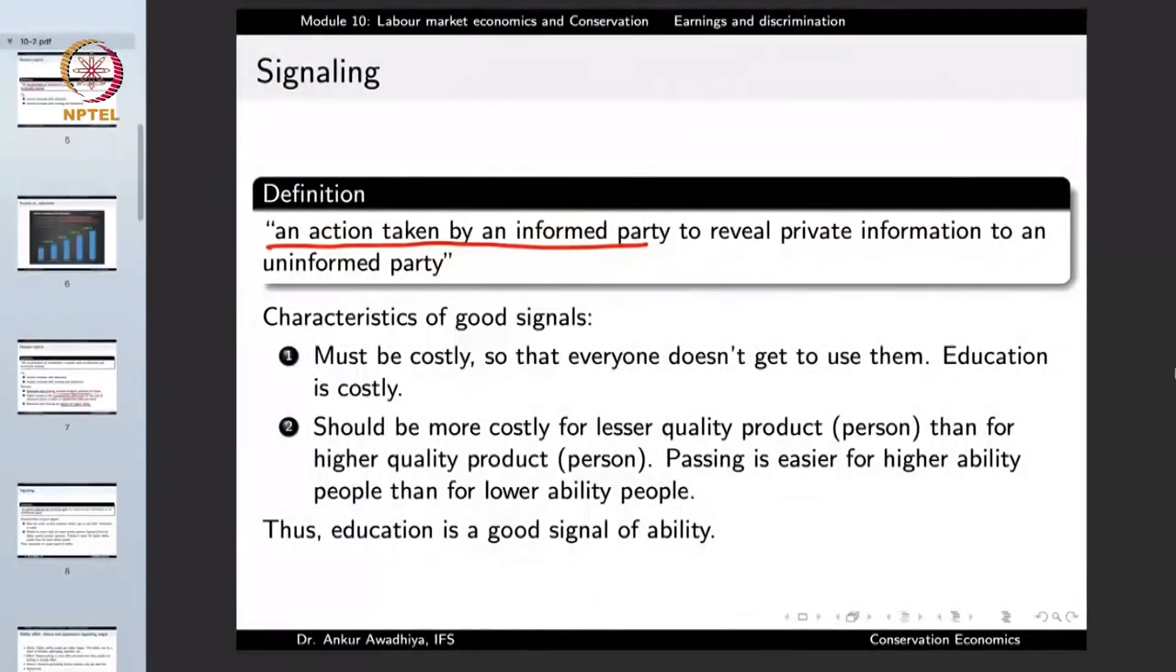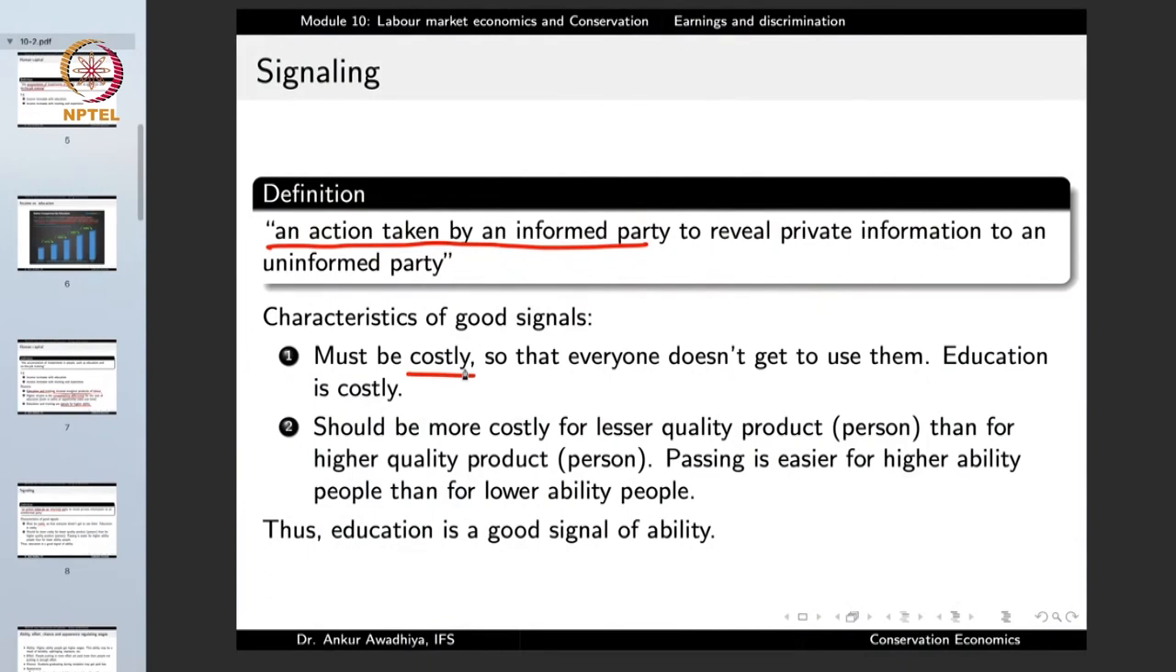Whereas for a signal to work properly, in this case, the song that a person hears will not play the role of a signal, because the employer would say, how does it matter? To listen to Kishore Kumar songs or Jagjit Singh songs, you do not have to incur a very huge amount of cost. So there is no great cost involved. Whereas in the case of education, it is extremely costly, both in terms of money for fees, in terms of opportunity cost that somebody has to give up, and also in terms of the time that one has to put in. So signaling will only work when it is costly, so that everyone doesn't get to use them.